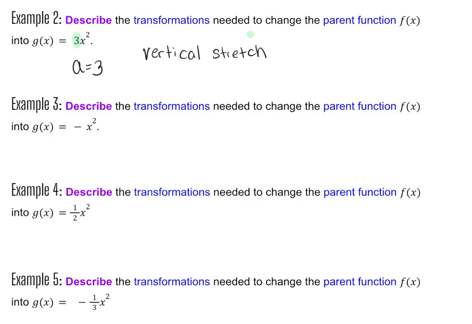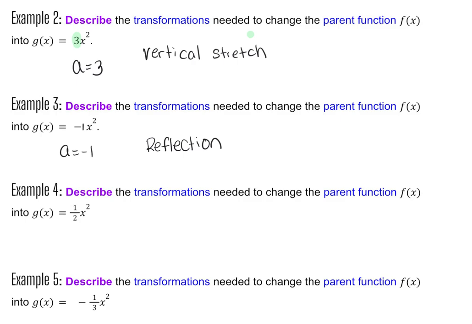In example 3, we have g of x is equal to negative x squared. So remember, there's always a negative 1. So A here is equal to negative 1. So the fact that it's a negative means there is a reflection. It's going to open down. It creates a reflection. Now, this number is not any other value than 1, so there's nothing else happening. It is not bigger than 1, and it's not a decimal or fraction.